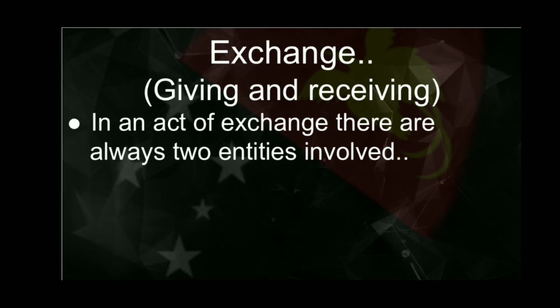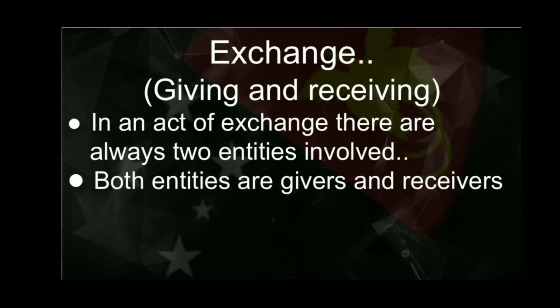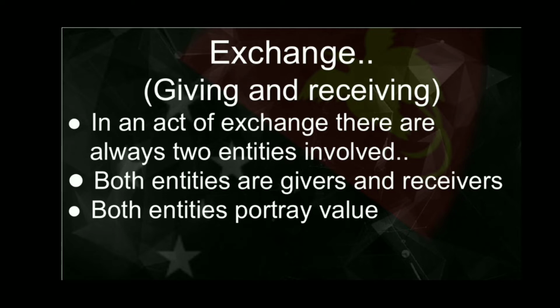The first point is that there are always two entities involved. Think about it. You can't say exchange something with yourself. An exchange always has to be a giver and a receiver. Now the second point is that both these entities are both givers and receivers. That is simple to understand. And the last point is that both these entities portray value. Well, not only to each other but to the marketplace overall.